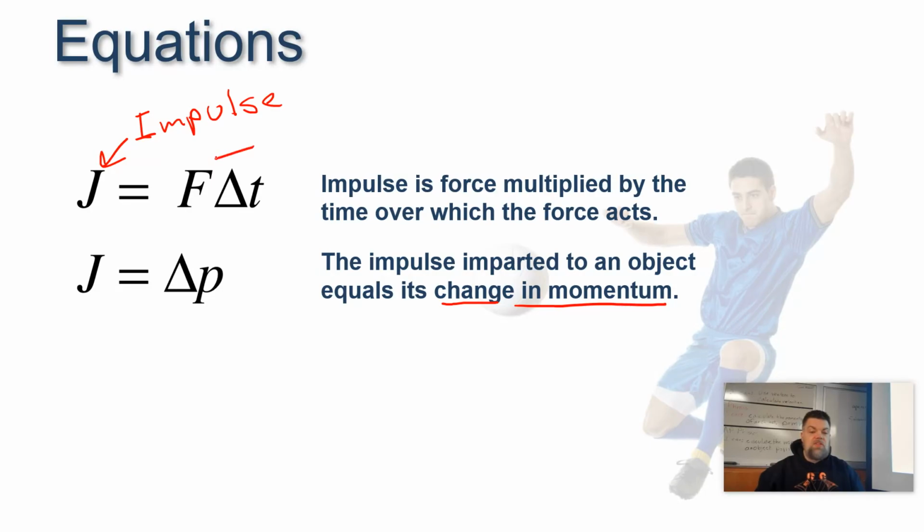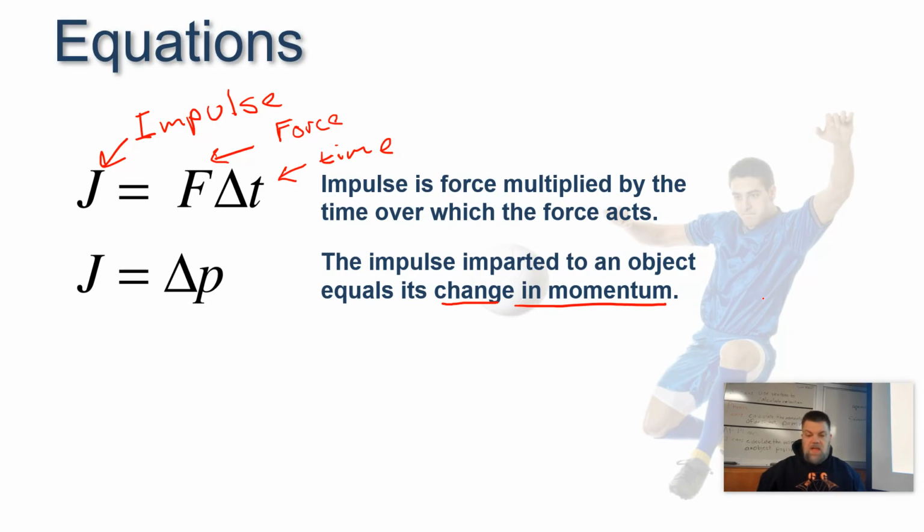And there's two ways to calculate it. One way is to do the force applied to an object over time, which works out from a dimensional analysis perspective the same as the change in momentum.